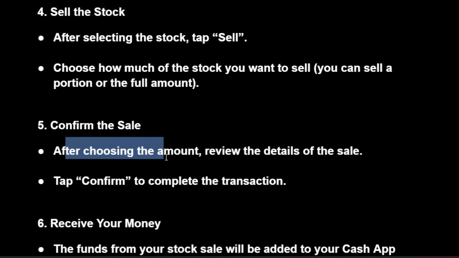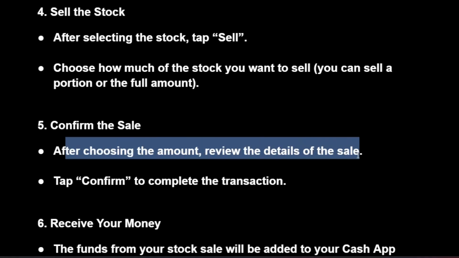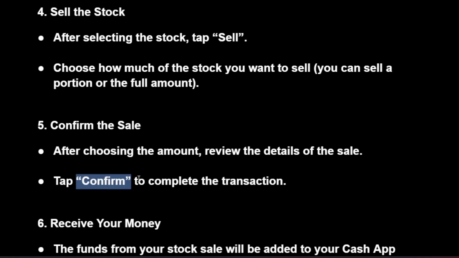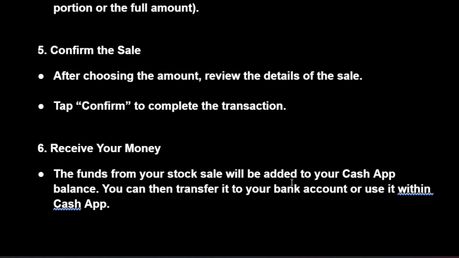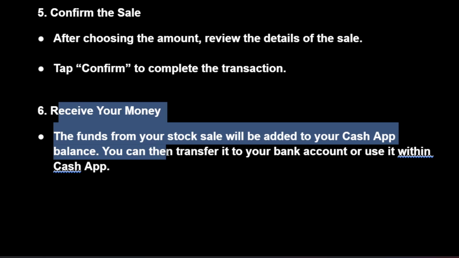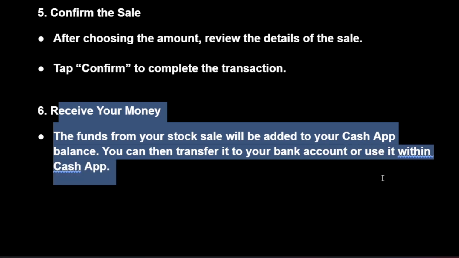Confirm the sale. After choosing the amount, you will review the details of the sale and then tap Confirm to complete the transaction. Receive your money. The funds from your stock sale will be added to your Cash App balance. You can then transfer it to your bank account or use it within Cash App.